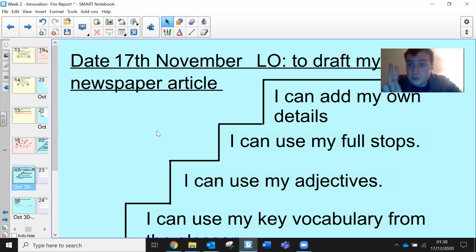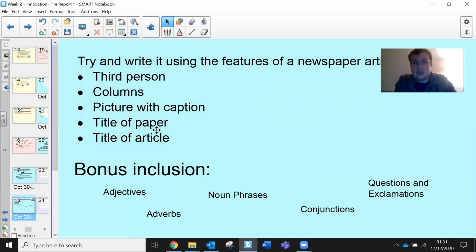We need to use full stops. We talk about this a lot. It has to be in sentences with full stops, not just one long piece of writing. You need those sentences in there. And some of you will be able to add your own details, things you've remembered from learning about the Great Fire of London.